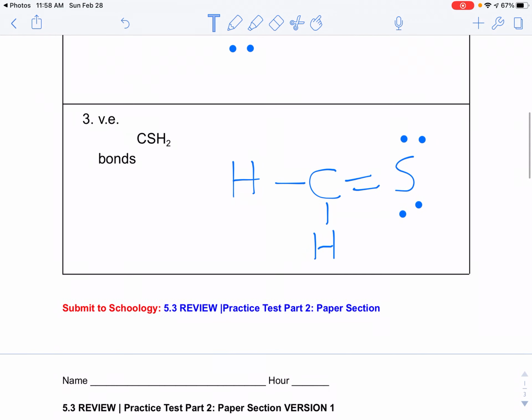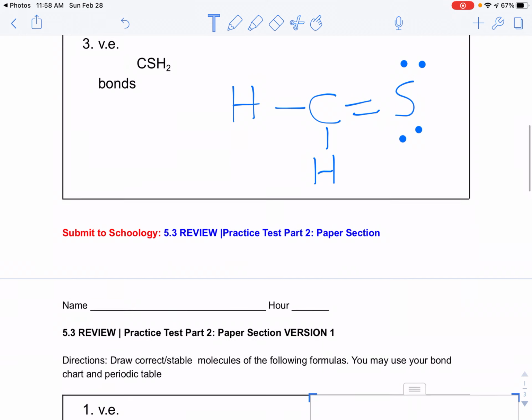And here is the last one. And again, that S could be coming out a different side as long as it has the double bond and there's 2 H's with single bonds. So you can stop here if you don't need help, but if you want help, I'm going to go through each of these.